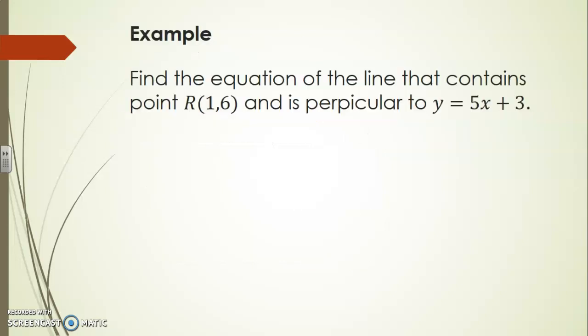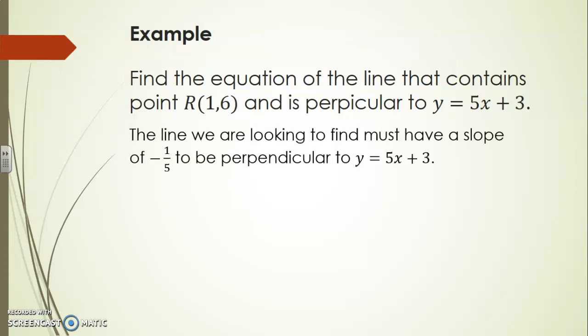Find the equation of the line that contains point R, (1, 6), that is perpendicular to y equals 5x plus 3. Again, the line we are looking to find must have a slope of minus 1 over 5 in order to be perpendicular to y equals 5x plus 3. Minus 1 over 5 is the negative reciprocal of 5, the slope of the line we're given.